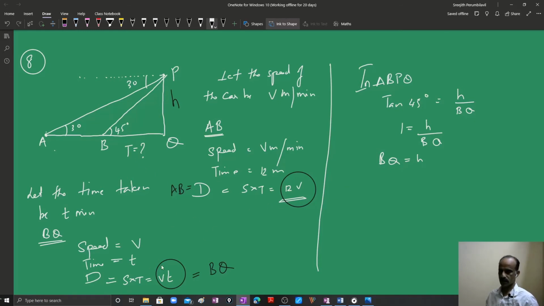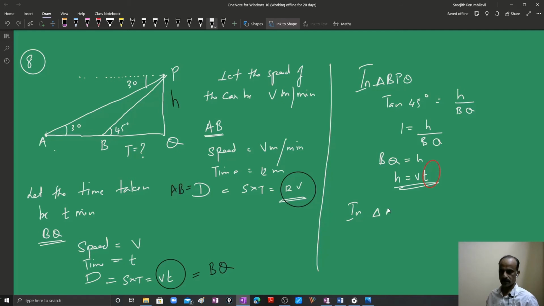What is BQ? BQ is actually Vt, so h is equal to Vt. We need to find t; t is what we need to find. We need to get rid of all other things and get t alone. Actually, we don't need h, so h is converted in terms of Vt. Now we take the next triangle.